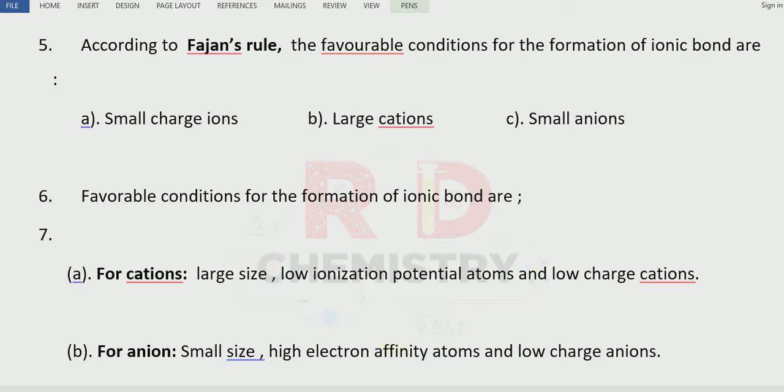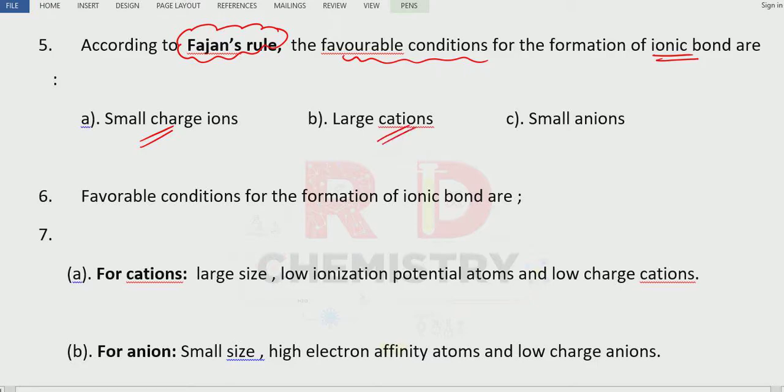Now, what are the factors or favorable conditions for the formation of the ionic bond? Those rules are called Fajans's rules. According to Fajans's rule, there should be small charge ions, larger cations and smaller anions. Let me take sodium plus 1 charge, magnesium plus 2 charge, correct? Plus 1 charge is smaller compared to plus 2 charge. Which is more ionic? Sodium plus is more ionic. It can form more ionic compounds, which means magnesium 2 plus can form less ionic compounds, or more covalent nature.